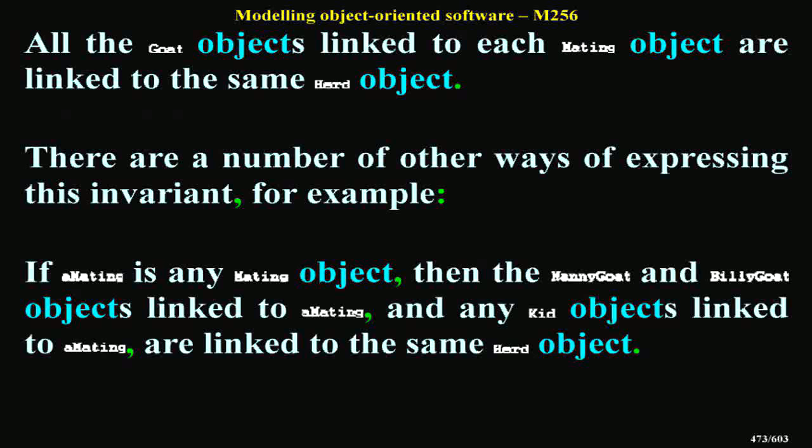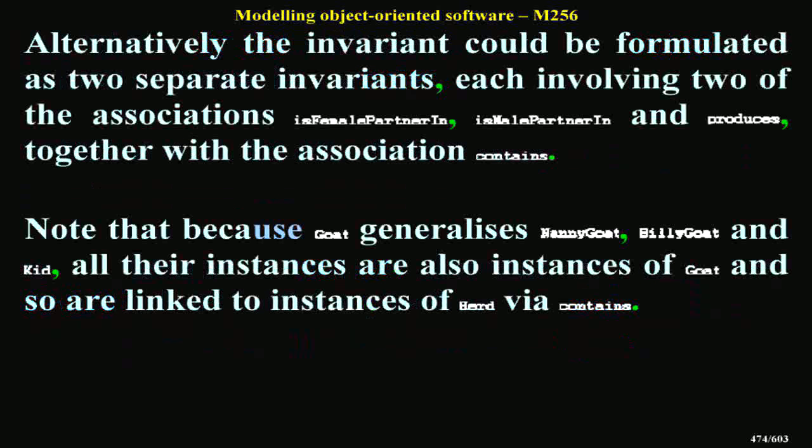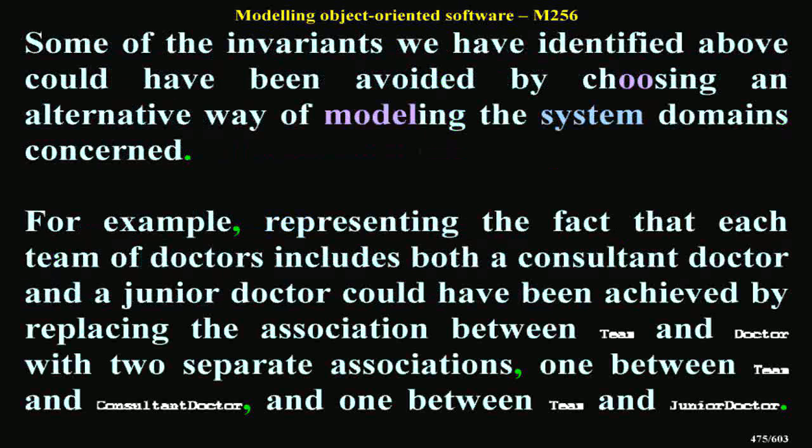There are a number of other ways of expressing this invariant. For example, if is any object, then the and objects linked to, and any objects linked to, are linked to the same object. Alternatively, the invariant could be formulated as two separate invariants, each involving two of the associations, and, together with the association. Note that because generalises, and, all their instances are also instances of and so are linked to instances of via.